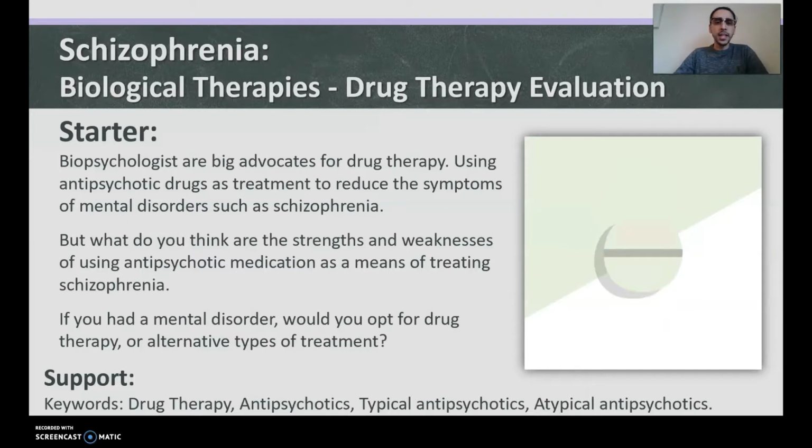Today we're looking at the schizophrenia unit. We're looking at lesson 9, biological therapies, drug therapy evaluation. Last lesson we had a look at drug therapy. Now we're going to evaluate it. What are the strengths and weaknesses essentially? Okay, starter.